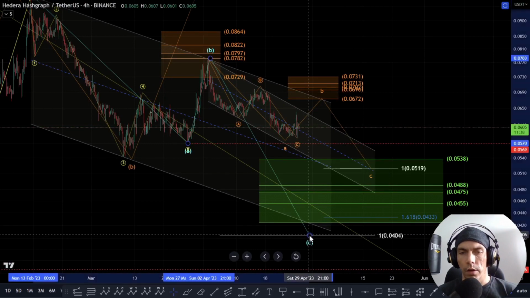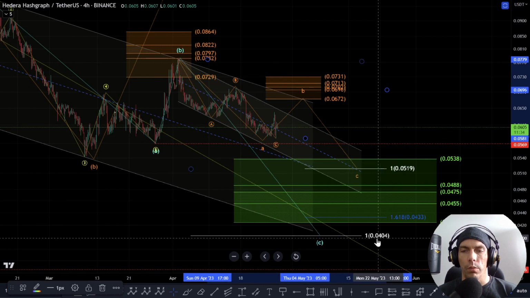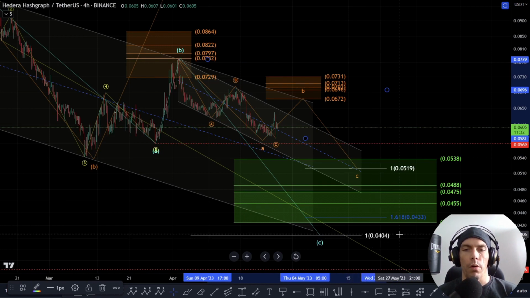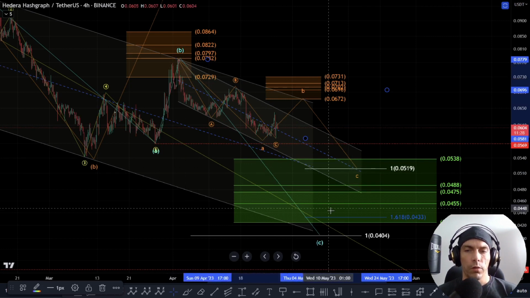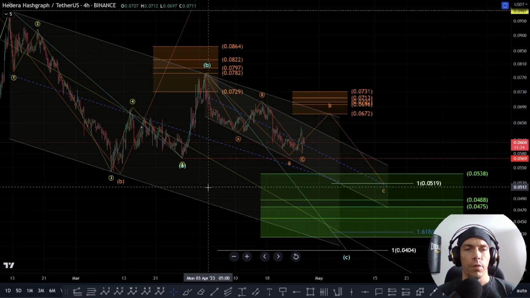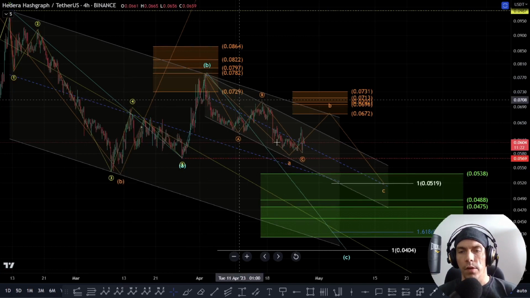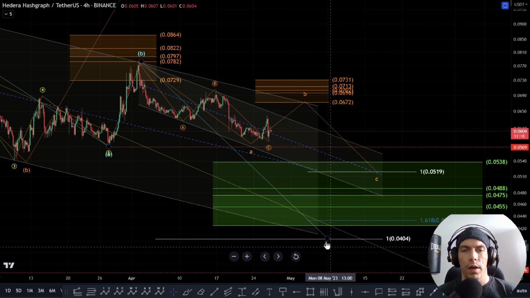So this C wave would actually be looking to target this lower range here of this 1-to-1, which would be this 0404. It doesn't have to come down here, but this is a typical area we'd be looking for. So this is why I'm looking for continuation potential to the downside here. It is possible that we've completed a B wave here and we're starting the C wave. So now this could be a C wave or it could be a Y wave.